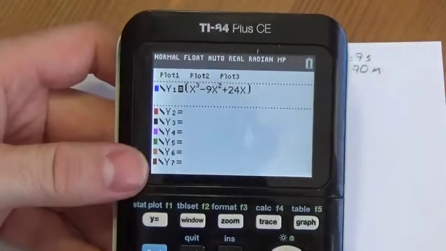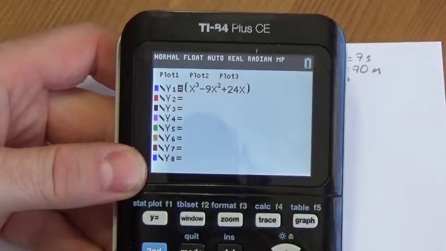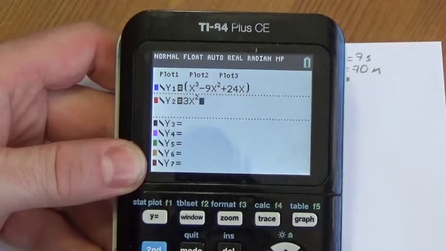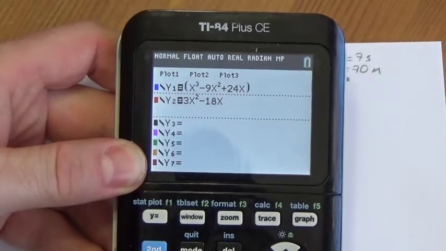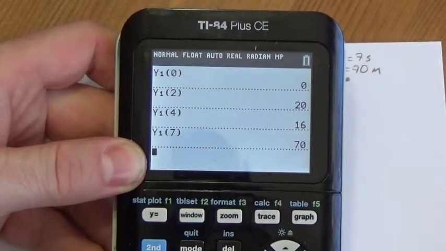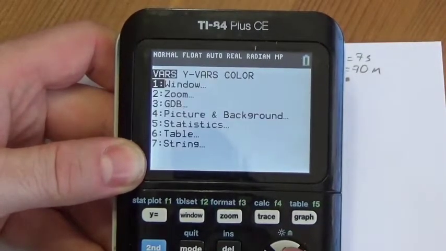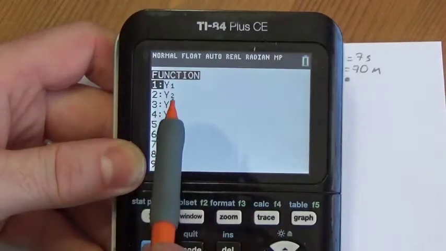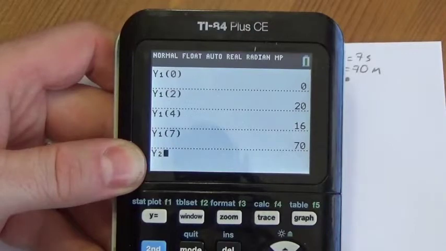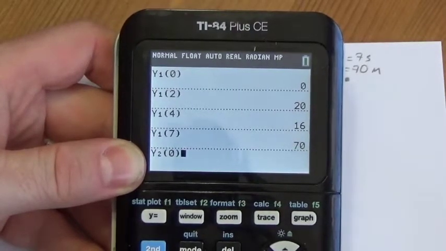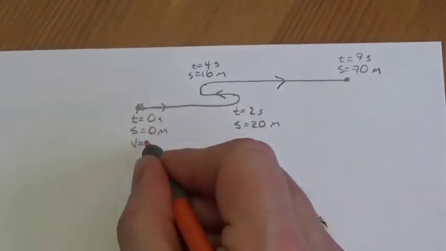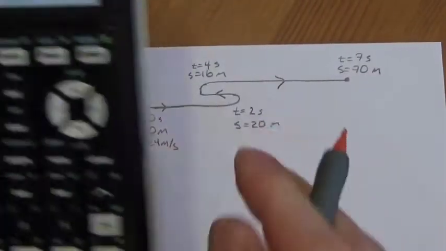Now, to finish this off, I would like to include my velocity. So I'm going to go to y equals, okay, I'm going to put my velocity function here, which I know is going to be 3x squared minus 18x plus 24. Okay, and I'm going to quit, and then I'm going to go vars, y vars, function. Now in this case, it's y2. That's where my velocity is. So I'm going to choose y2. And my initial velocity, where y2 is equal to 0, is 24. So initial velocity is 24 meters per second.